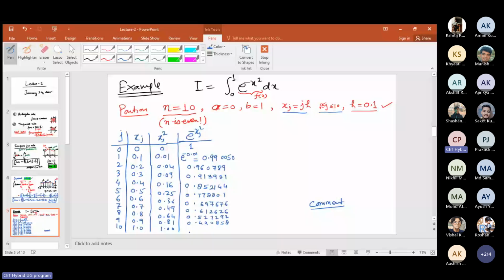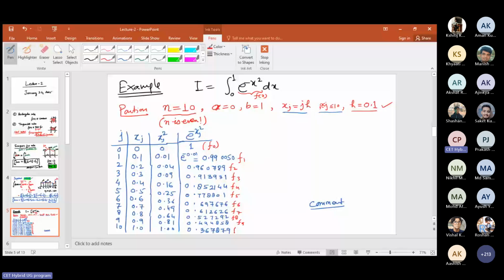Yesterday we have calculated this value. So this value turns out to be 0.367879. Yesterday we have chosen fewer partitions. Now we have chosen multiple partitions. So this first value is actually our f0 because it is f at x0. Second value is f1. This is f2. This is f3. This is f4. This is f5. This is f6. This is f7. This is f8. This is f9 and this is f10.